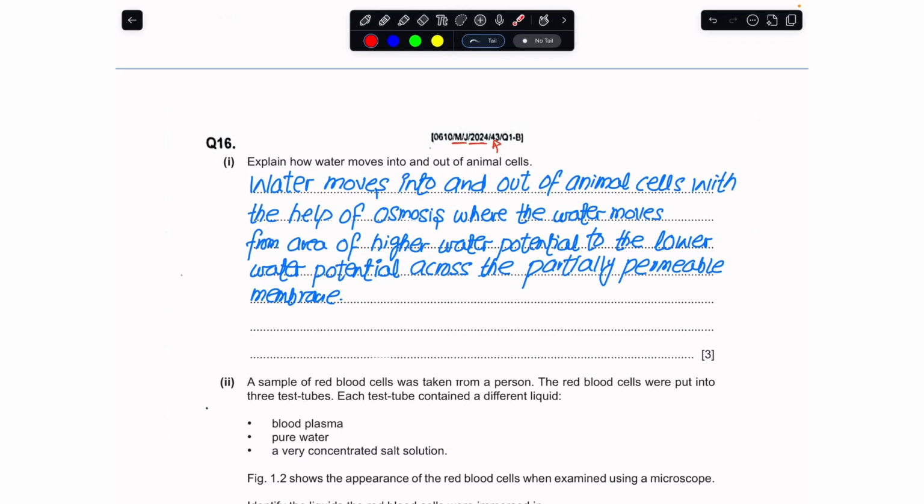So the answer is very simple, that the water would move in and out of the animal cell with the help of osmosis, and the water would always move from an area of higher water potential where the water molecules are more to an area of lower water potential where the water molecules are less, and that too would happen across a partially permeable membrane. If the marks were 4, you could have added that this is an entirely passive process.